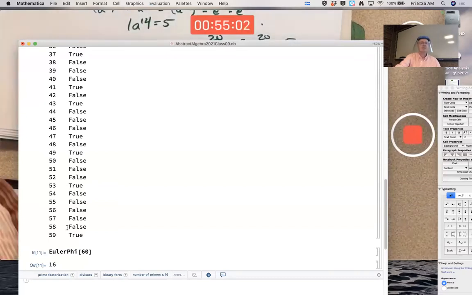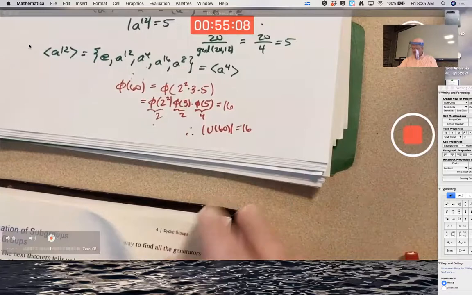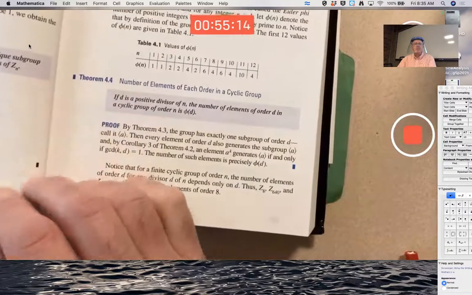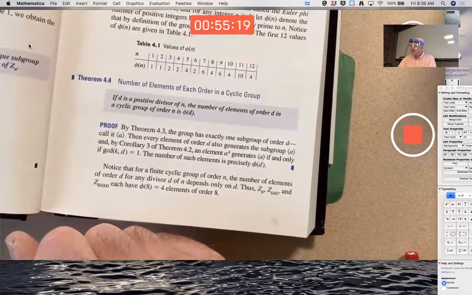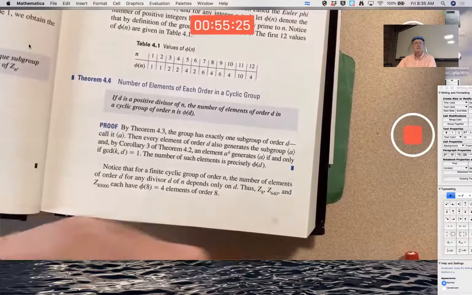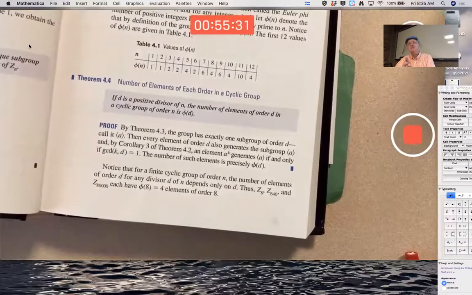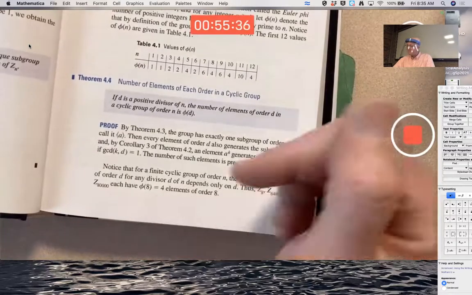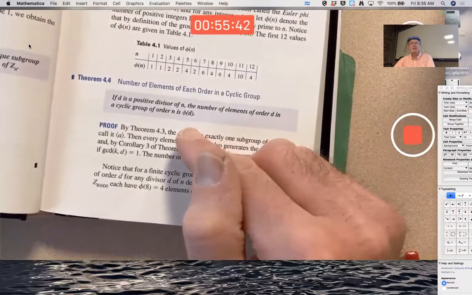And coming back to the book, in these theorems, what do they say? Think about what they say here. If D is a divisor of n, the number of elements of order D in a cyclic group of order n is phi of D. So say you're talking about a cyclic group of order 60, for example. That would be Z60 under addition. Well, the number of generators is going to be phi of 60. It's going to have 16 generators.